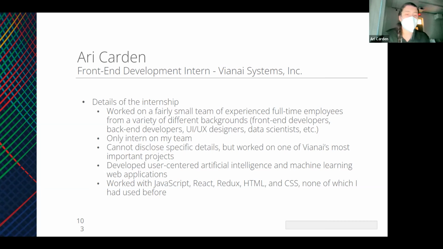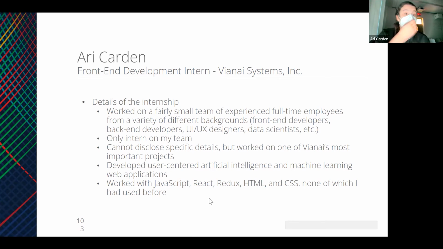So I can't disclose specific details because I had to sign an NDA and everything is confidential, but I was working on one of VNI's most important and high-level projects, so that was also really cool. And the things that I was doing was developing user-centered artificial intelligence and machine learning web applications. And another really interesting thing was that I worked with JavaScript, React, Redux, HTML, and CSS. And I had never used any of those before the internship.